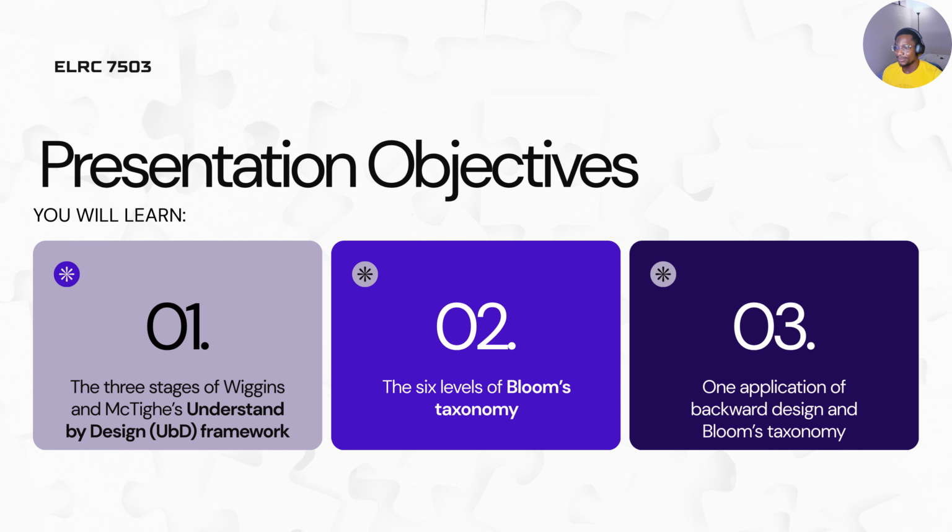So, in this presentation, you will learn the three stages of Wiggins and McTighe's Understanding by Design framework. Also, you will learn the 6 levels of Bloom's taxonomy. And lastly, we will learn how these two frameworks play out in the referential domain, or simply put, in a classroom context.